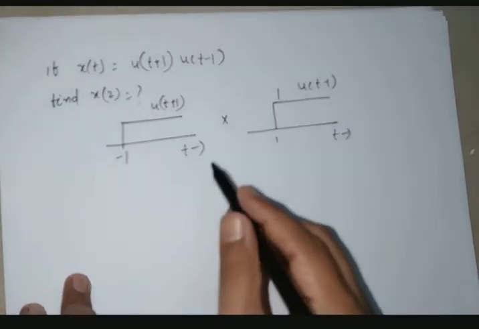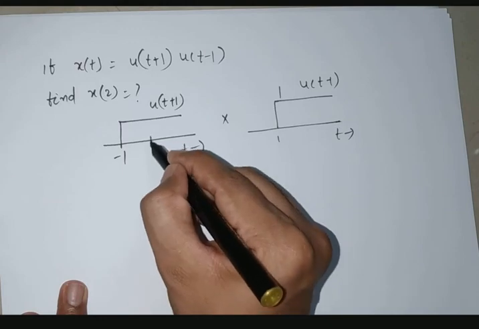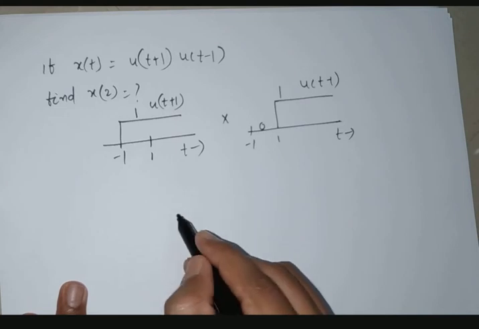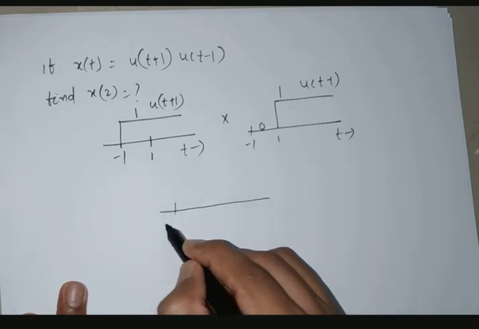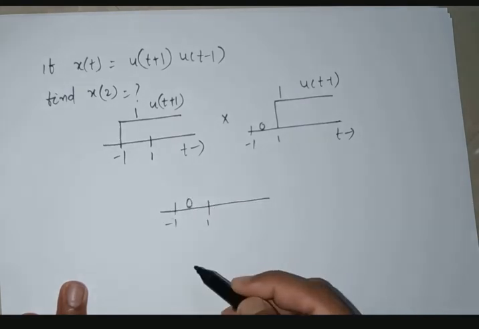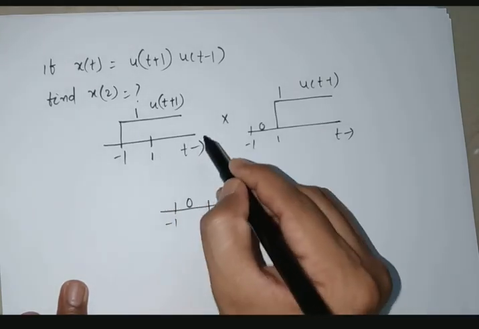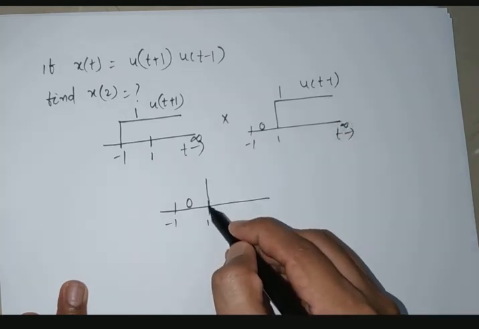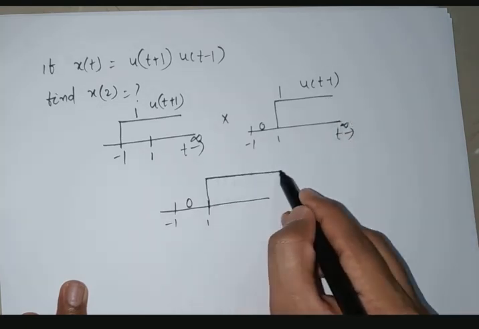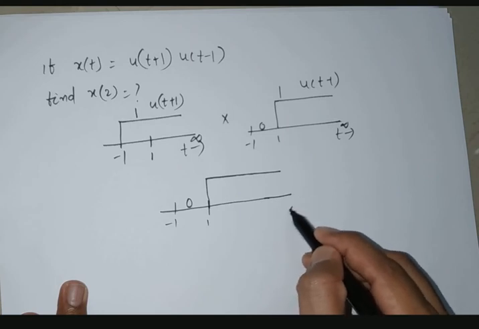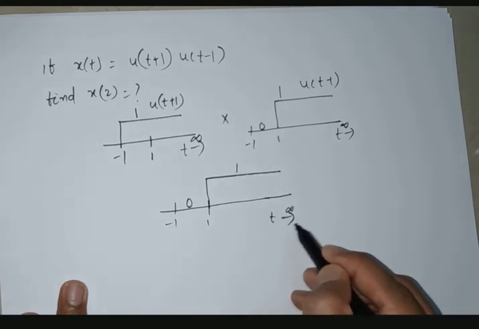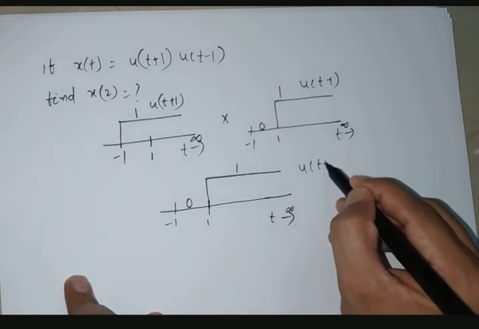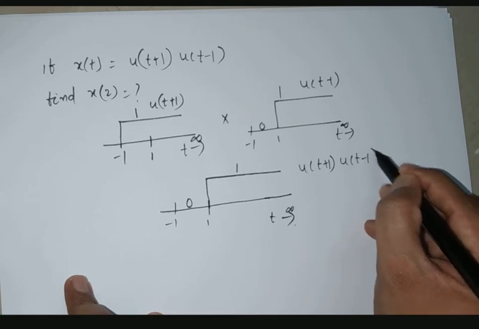If you multiply, what will we get? See, from minus 1 to 1 the value is 1 here and 0 there, so 1 multiplied by 0 is 0, so from minus 1 to 1 it is 0. Now from 1 to infinity the value is 1 and 1, and 1 multiplied by 1 is 1 only, so up to infinity it is 1. Okay, so this is your u of t plus 1 multiplied by u of t minus 1.